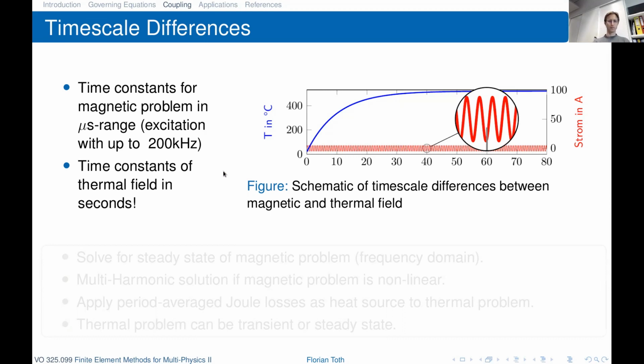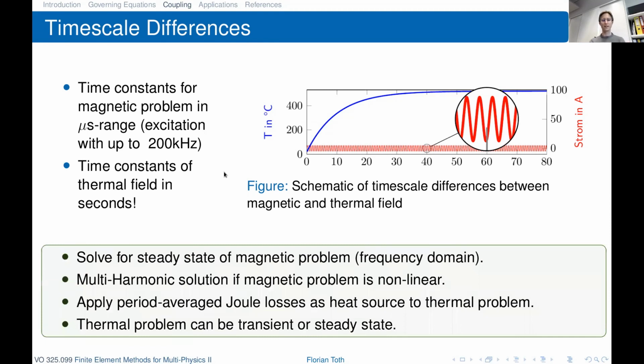However, often it is sufficient to actually solve for the steady state of the magnetic problem. So we look at the frequency domain, we solve over one period the steady state of the magnetic problem. If this problem should be nonlinear, we can do the multi-harmonic solution of the magnetic problem. And then we apply a period average Joule loss as a heat source to the thermal problem. And we can compute the thermal problem either in the steady state, or we can compute it in a transient simulation to actually see the transient behavior of the heat problem.